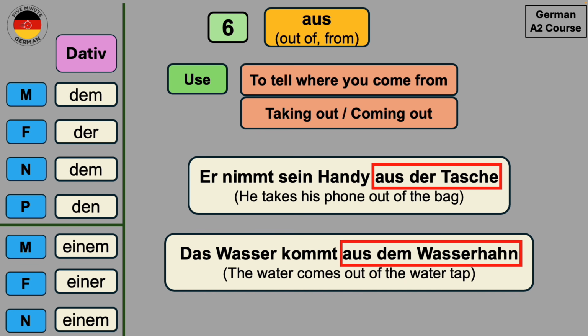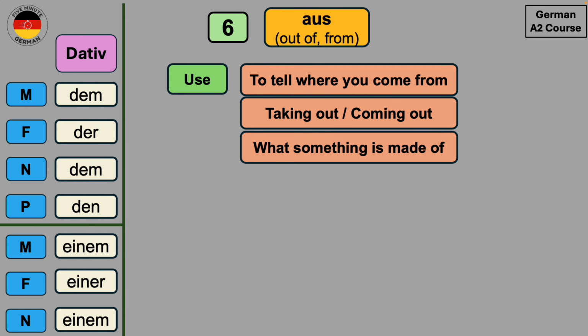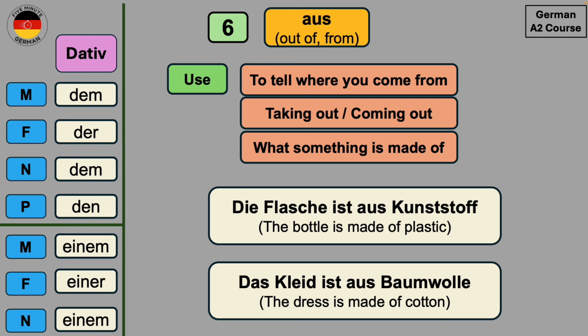Now there's another use of aus as well, and that is talking about what something is made of. For example, I can say, die Flasche ist aus Kunststoff. The bottle is made of plastic. Or das Kleid ist aus Baumwolle. The dress is made of cotton. So you see, in both these cases we have used aus.